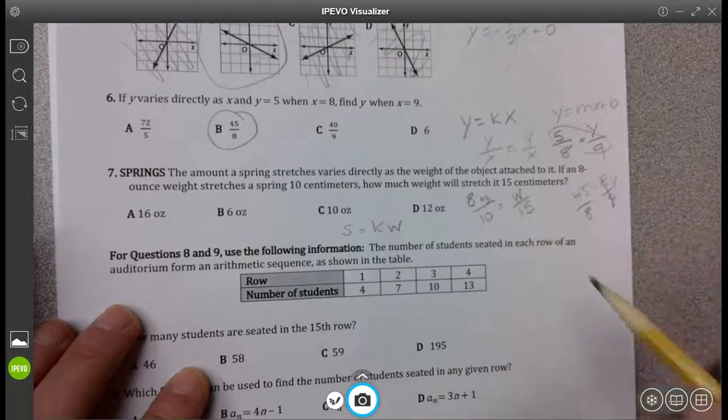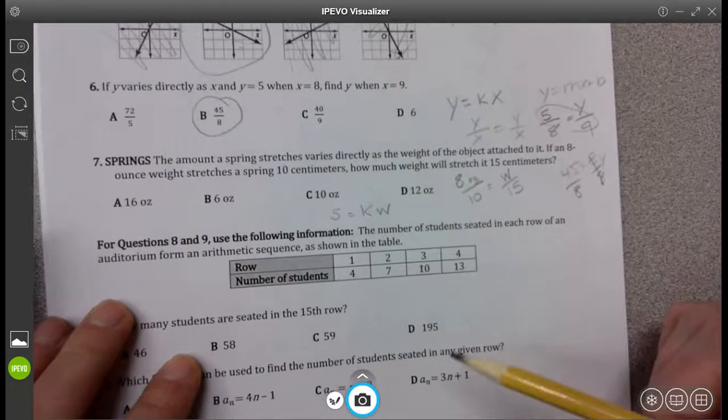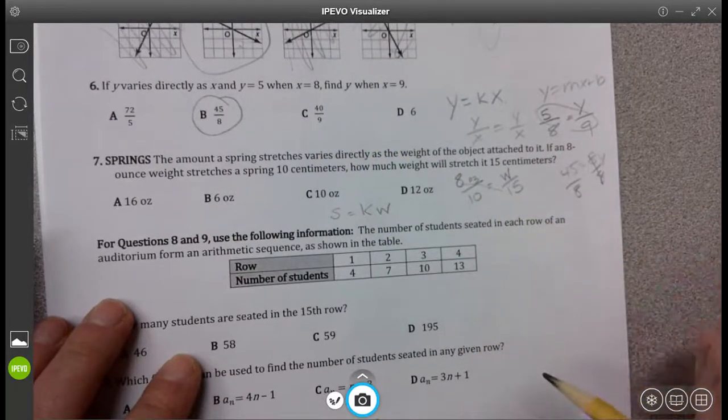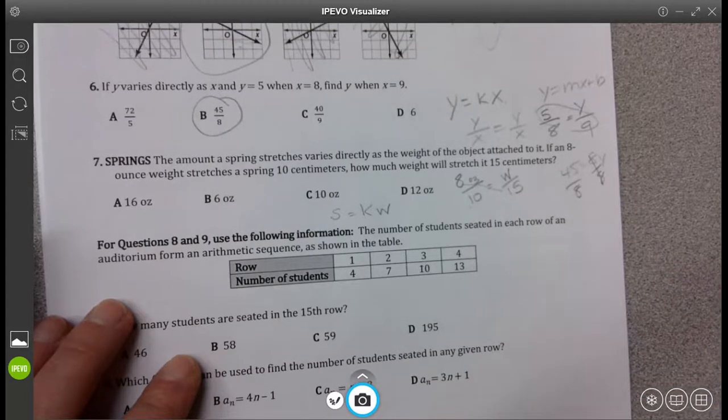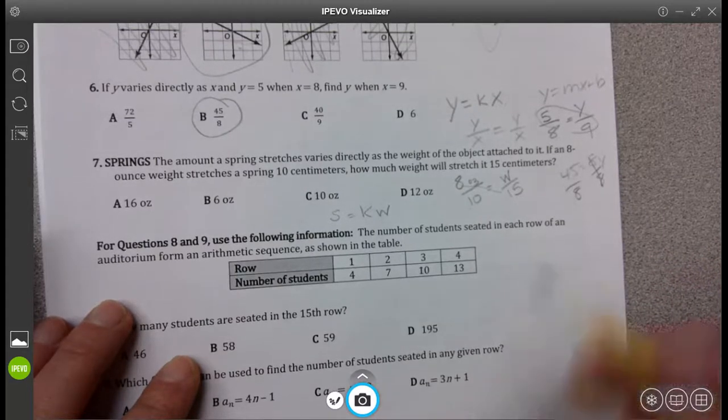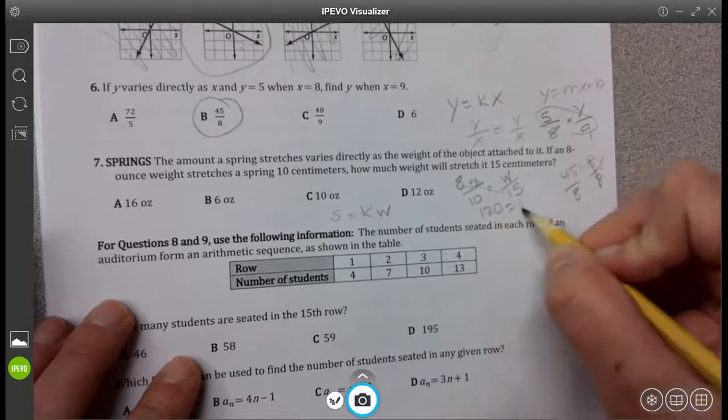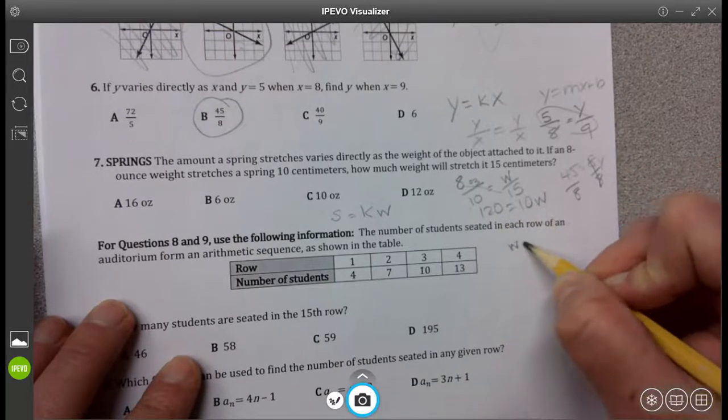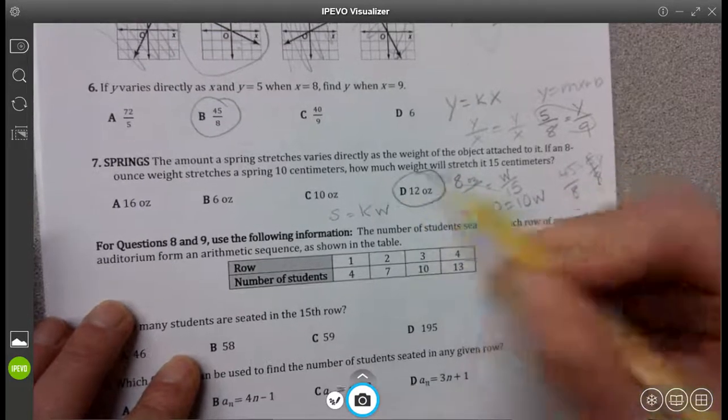Now I'm allowed to do this as a proportion because it varies directly. So 8 times 5. Well, 8 times 10 is 80. 8 times 5 is 40. So that's 120 equals 10W. Divide both sides by 10, 12. So it should be 12 ounces.